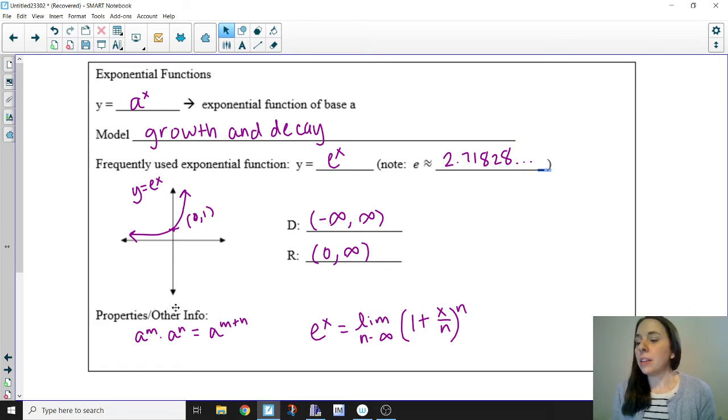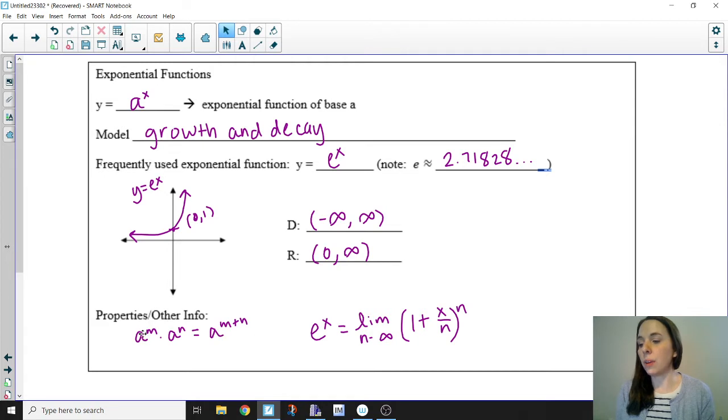Okay, finally, here's some properties or other information that's helpful to know. And I could have put a whole lot of properties of exponents in here, right? There's all sorts of them. But we've been working with a lot of those properties throughout the year already, so I wasn't going to jam them all in here. I just wanted to highlight one in particular that we will use in a proof a little bit later in this video.